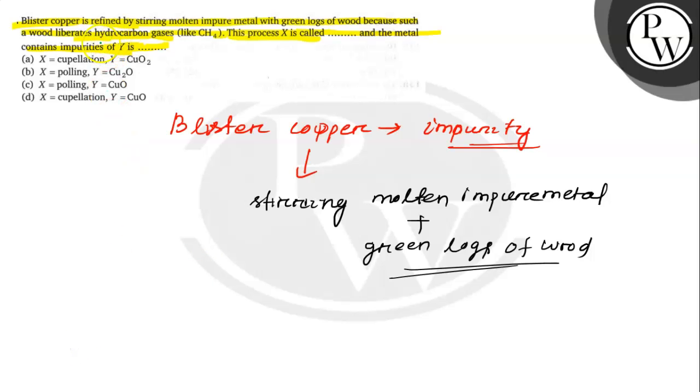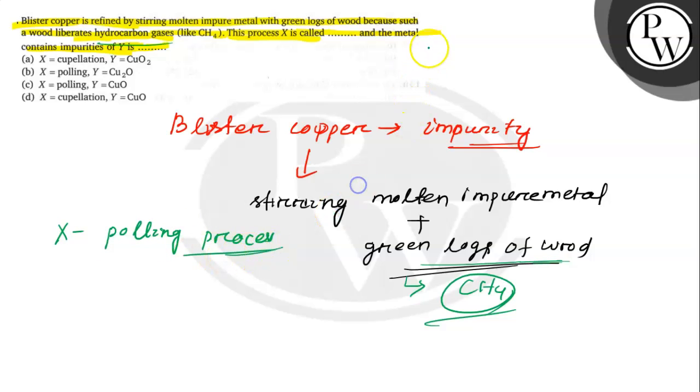The wood liberates hydrocarbon because the wood contains some carbon, as it is a living organism. It contains some hydrocarbon like CH4, methane. The process X is called, what is the process for the removal of the impurity in the blister copper? So this process is known as the poling process. So X, that is the process, is known as the poling process.